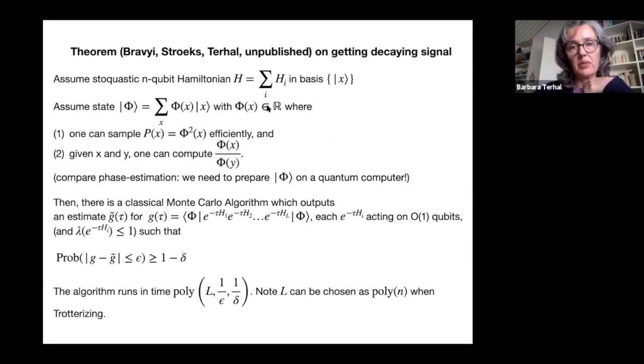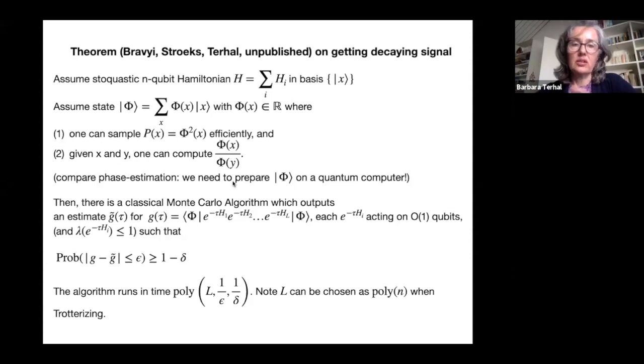So I have a stochastic Hamiltonian. I'm not explaining what stochastic is in this talk. Sorry about that. Okay, so stochastic in some basis, and I have some input state, the state of which I want to estimate the spectral content, so to say. My assumption on the state for this to work is that these coefficients are real. Actually, there may be a relaxation of it, but we just haven't had time to look at it. Secondly, we have to be able to sample efficiently from the probability distribution determined by the state, which is quite constraining in some sense. And given x and y, we have to compute these fractions.